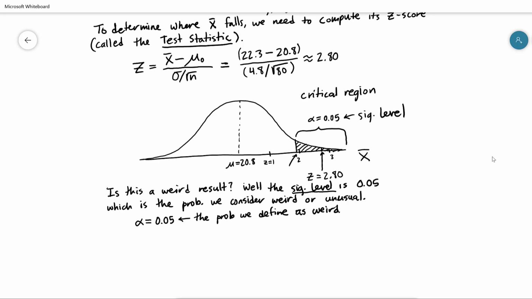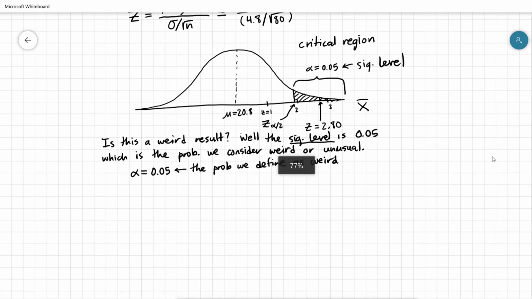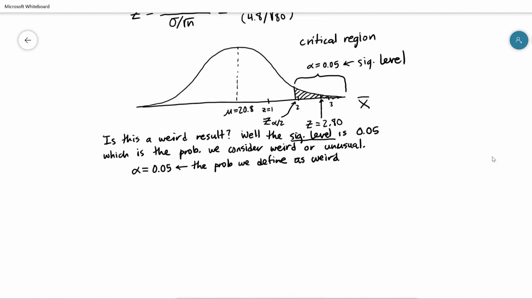And this cutoff right there is going to look familiar. That's going to be what we call the critical value. And that's why this is called the critical value method. So what is the z-score associated with this top 5% of the area?